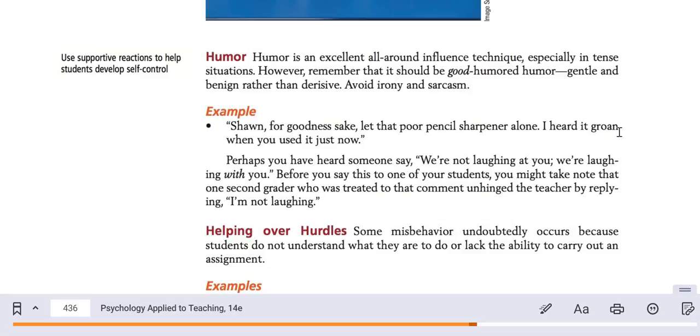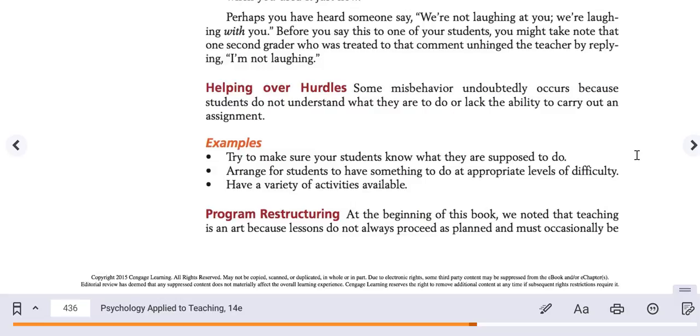Helping over hurdles. Some misbehavior undoubtedly occurs because students do not understand what they are to do or lack the ability to carry out an assignment. Try to make sure your students know what they're supposed to do. Arrange for students to have something to do at appropriate levels of difficulty. Have a variety of activities available.